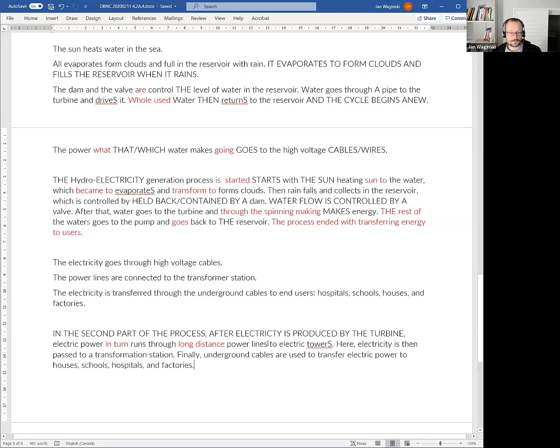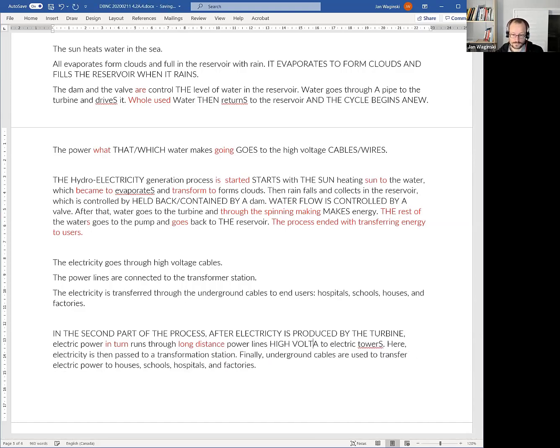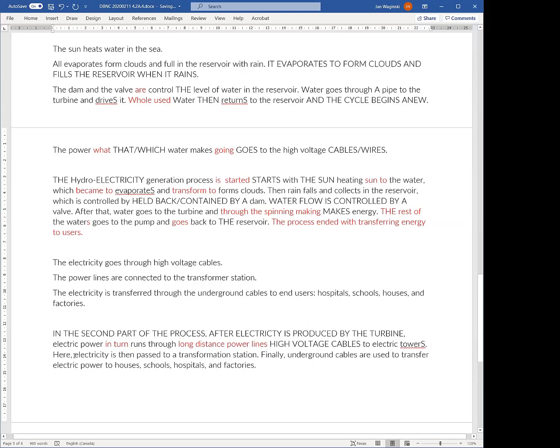Actually, high voltage cables would be better because you've got power twice. Electric power runs through power lines. So I would say runs through high voltage cables to electric towers. Here, electricity is then passed to a transformation station.